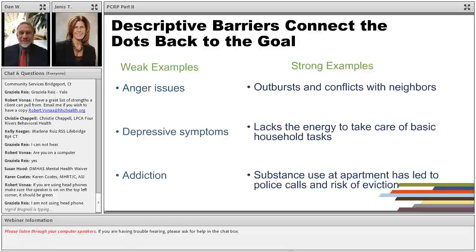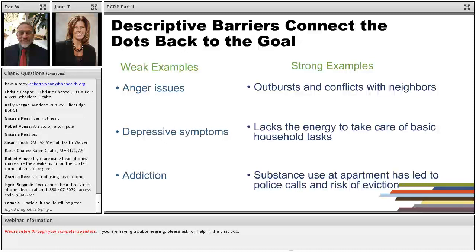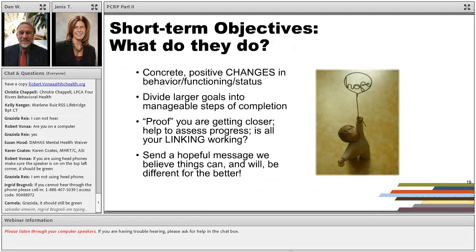So the reason we say it's important to connect the dots is we're constantly engaging with folks about this. We're not sort of forcing these things in the plan because we're making a judgment that they're important for you, but you're saying that what's important to you is that you really want that apartment of your own, and let's talk about what's been getting in the way of that. So again, just be thinking about the descriptive level of detail.